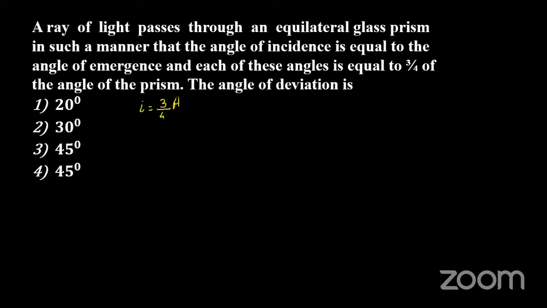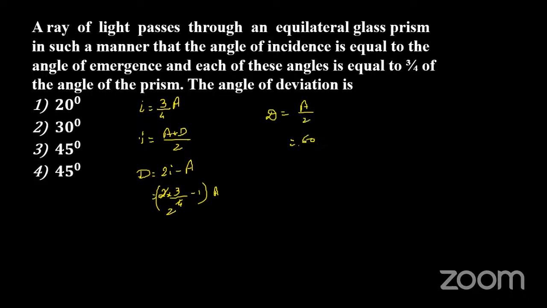Then they ask what the angle of deviation is. So I equals (A plus D) divided by 2, which gives D equals 2I minus A. Here 2 into I is 3/4 minus 1. I take A common. Then I have 2 times 3/4 minus 1, which is half of A. Deviation is A by 2. A is 60 degrees for an equilateral prism, so the answer will be 30 degrees.